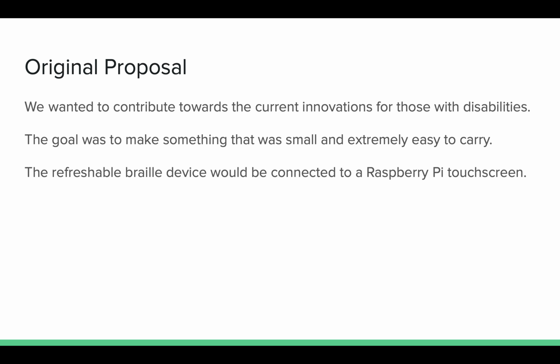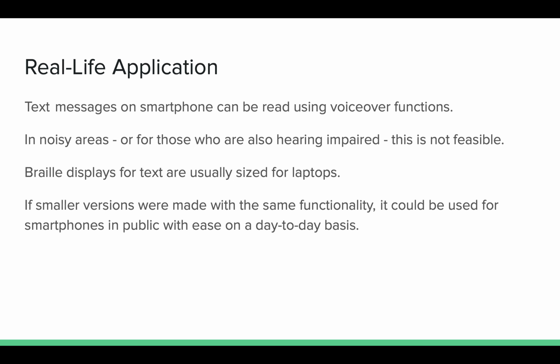Our original project was to create a small and easy to carry device. This refreshable Braille device would be connected to a touchscreen where a user could type a message using an on-screen keyboard, and that would be sent to the device. Some of the real-life applications that already exist include text messages that can be read using voiceover functions. However, this can pose an issue in noisy areas and also for those who are hearing impaired, making a text-to-speech option not always the most optimal. Our project accommodates for these issues and provides an alternative.